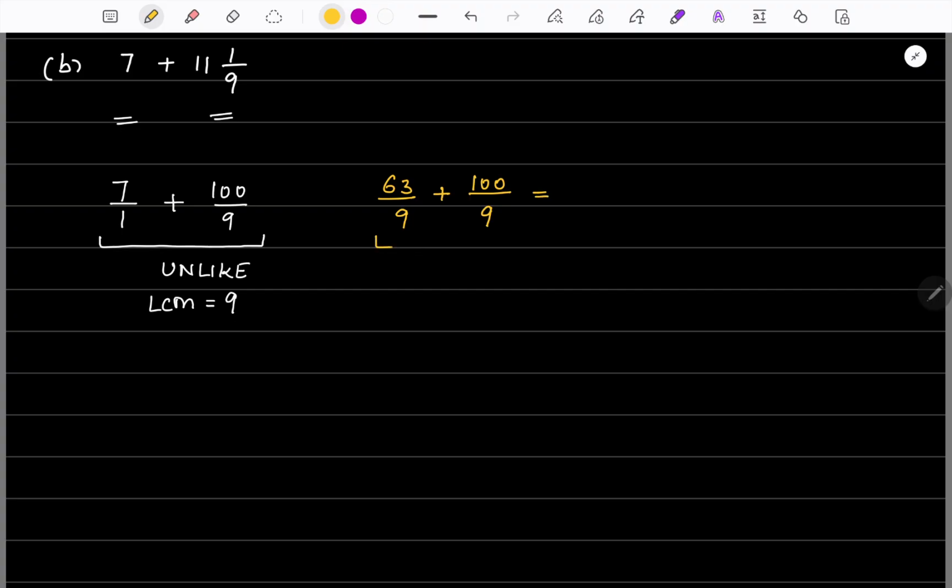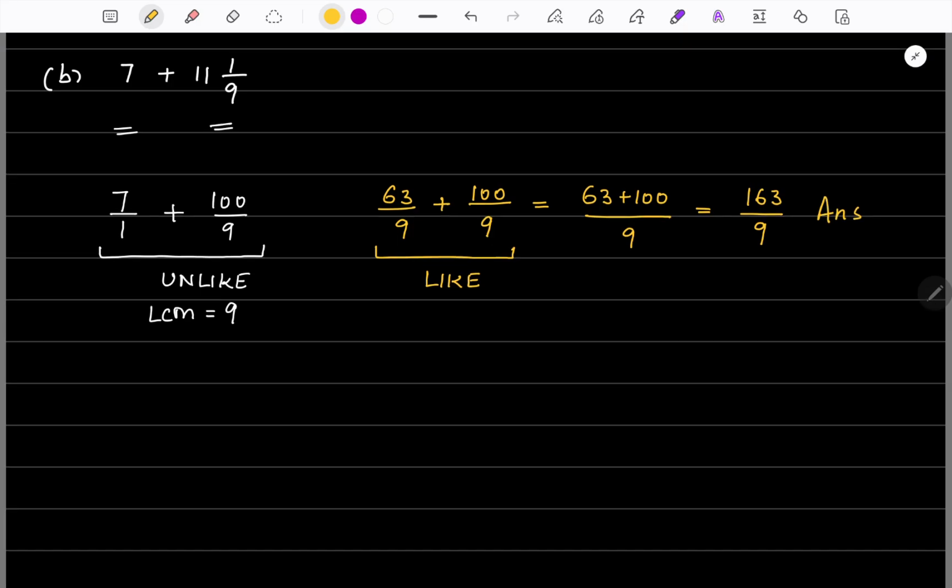So since these are now converted into like form, what we can do is add their numerators. So 63 plus 100 by 9 is equal to 163 by 9. We can write the answer in the form of an improper fraction, or we can convert this into mixed fraction form. If we do that, we have to divide 163 by 9, and what we get is 18 1 by 9. So 18 1 by 9 is the mixed fraction form. We can write that also as our answer.